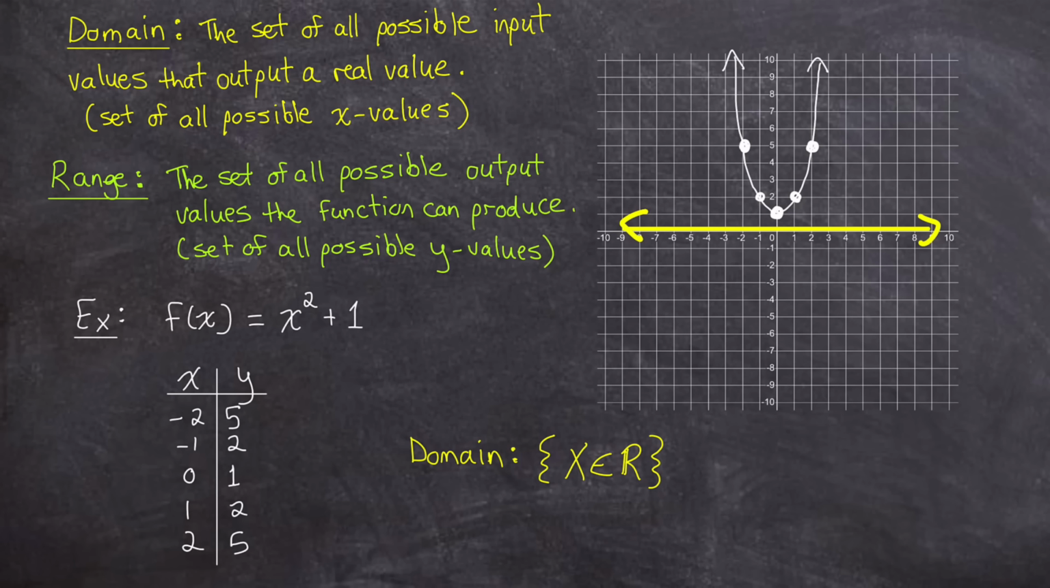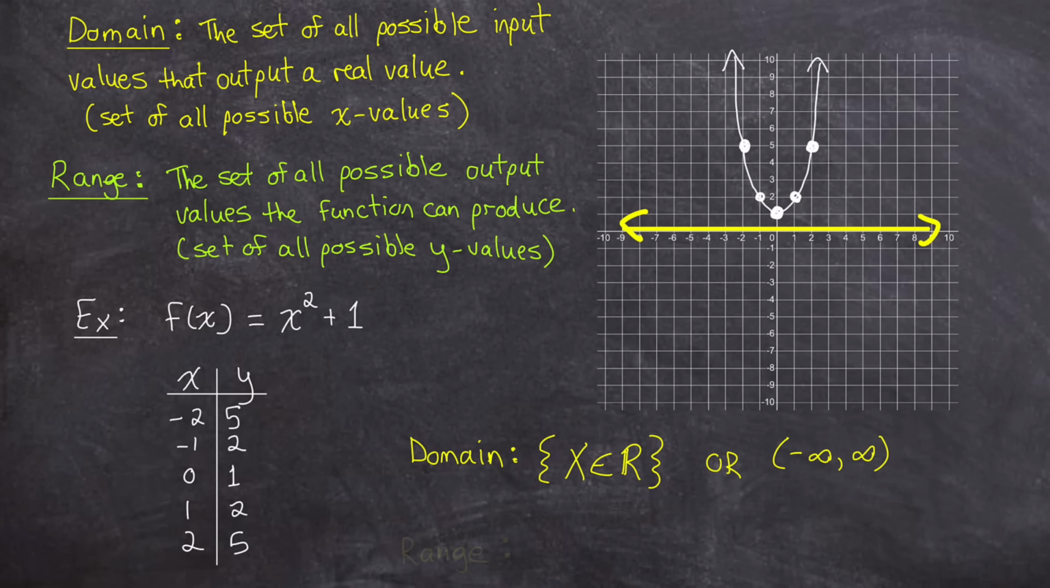Or instead of writing domain in this set notation, you could write it as an interval of x values. You could say the domain is the interval of x values from negative infinity to positive infinity, which just means any x value between negative infinity and infinity is a valid input value for the x in our equation.